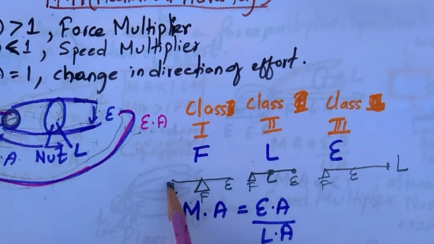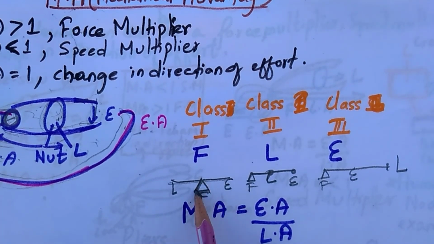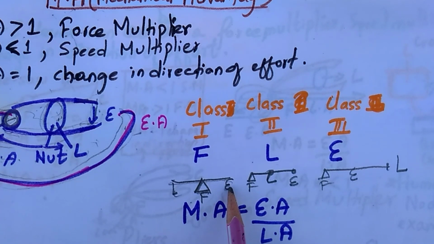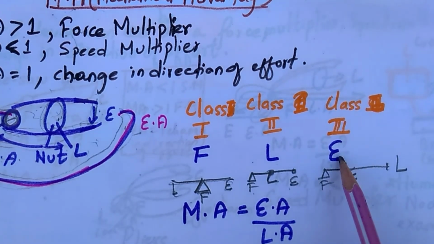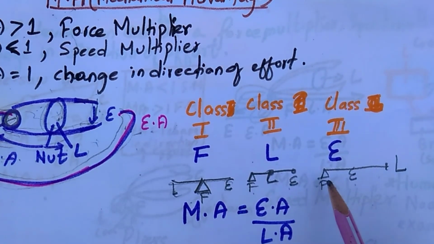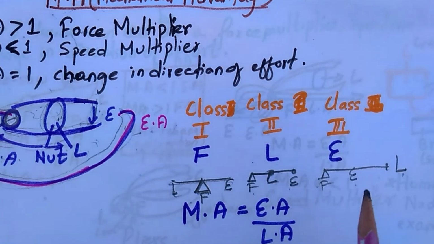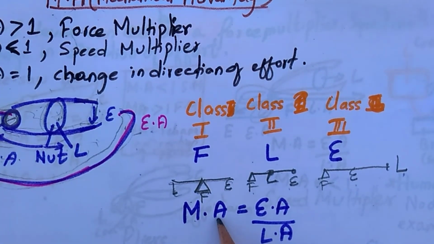This is a lever, fulcrum is placed in between, and this is L, load, and this is E, effort. So here fulcrum is in between, so it is class 1 lever. Here load is in between the fulcrum and the effort, and here effort is in between the fulcrum and the load. Now a very important formula, mechanical advantage is equal to effort arm upon load arm. Friends, this formula you are going to use only for levers.